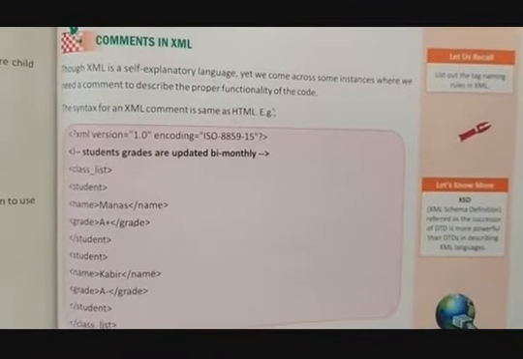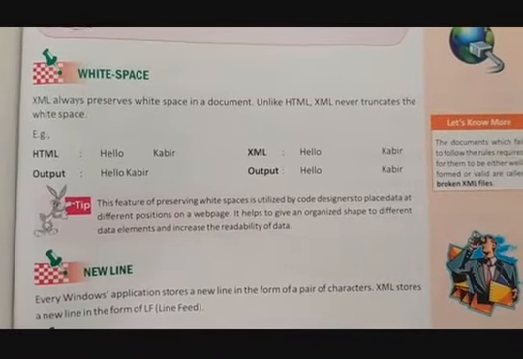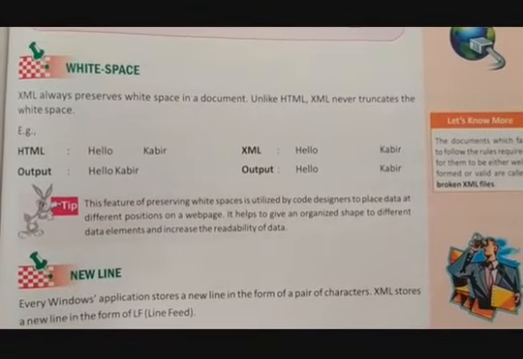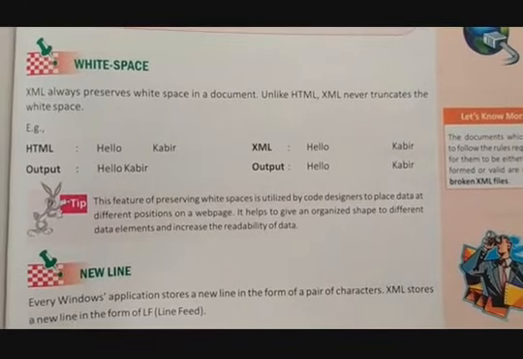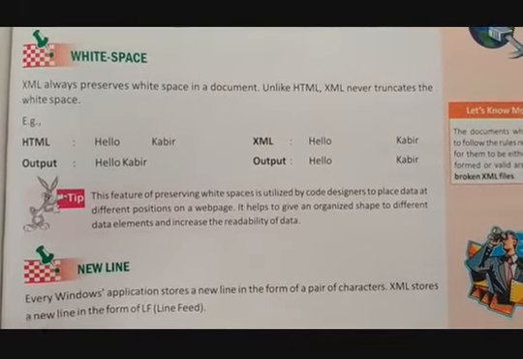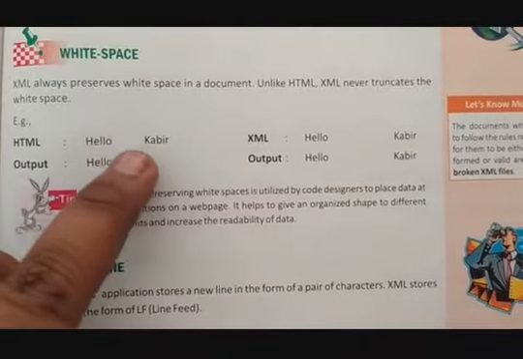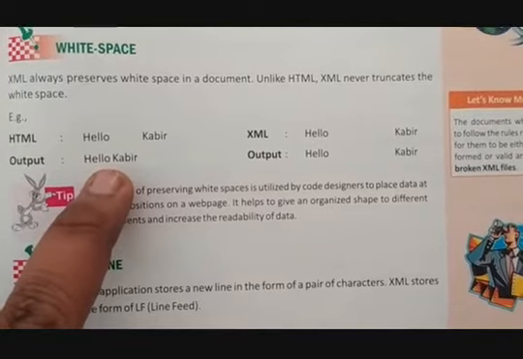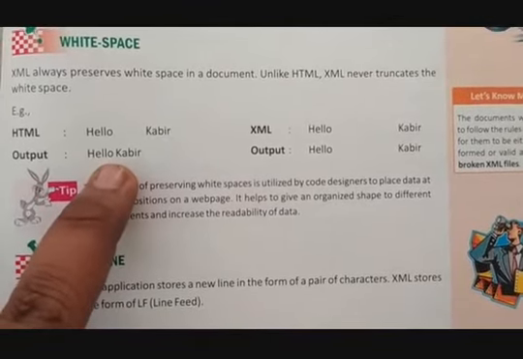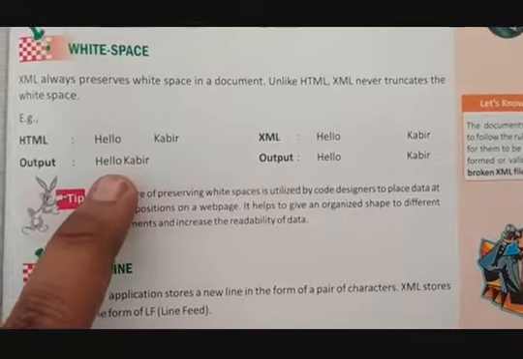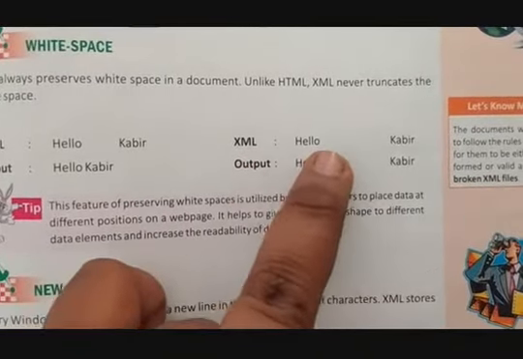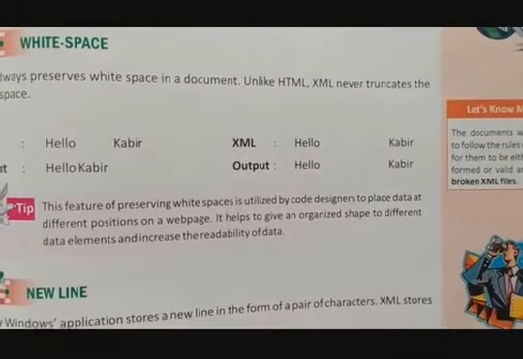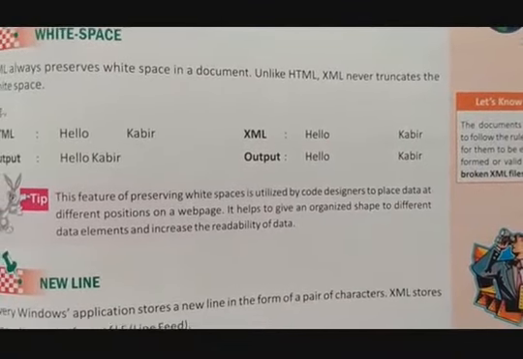You can see that. Now white space. XML always preserves white space in a document. Unlike HTML, XML never truncates the white space. Yes, students, in HTML, if we define words with spacing, then the output will not count any space, because HTML always truncates this kind of white space. But when you use XML, and if you define such kind of white space between two words, then the output will be according to the white space, because XML never truncates the white space.